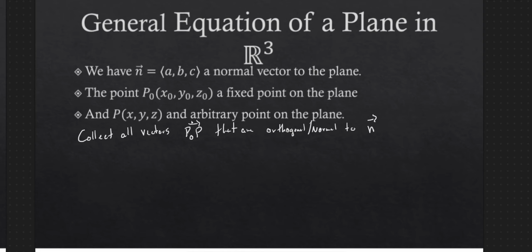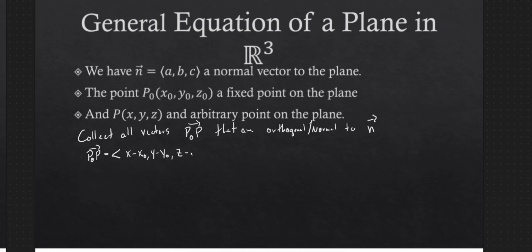Right, and remember P is a sort of arbitrary point, and that'll be x, y, z. So this P naught P we can actually write analytically because we have these defined. P naught is x naught, y naught, z naught. P is x, y, z. So that means P naught P will look like x minus x naught, y minus y naught, z minus z naught.